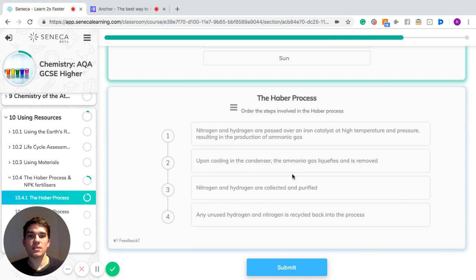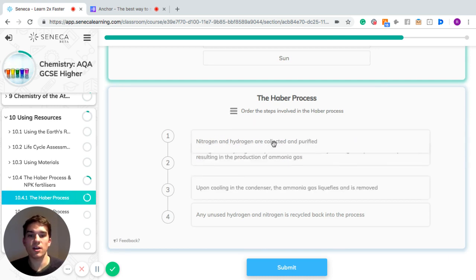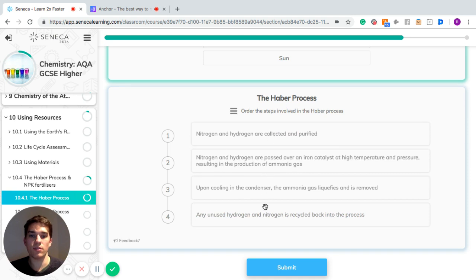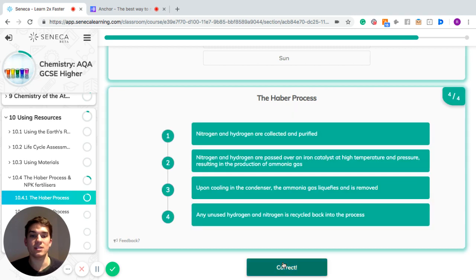What are the steps involved in the Haber process? So first of all, nitrogen and hydrogen are collected and purified. Nitrogen and hydrogen is then passed over an iron catalyst at high temperature and pressure, resulting in the production of ammonia gas. And then when that ammonia gas is cooled in a condenser, the ammonia gas liquefies and is removed. And then any unused hydrogen and nitrogen can be recycled back into the process.